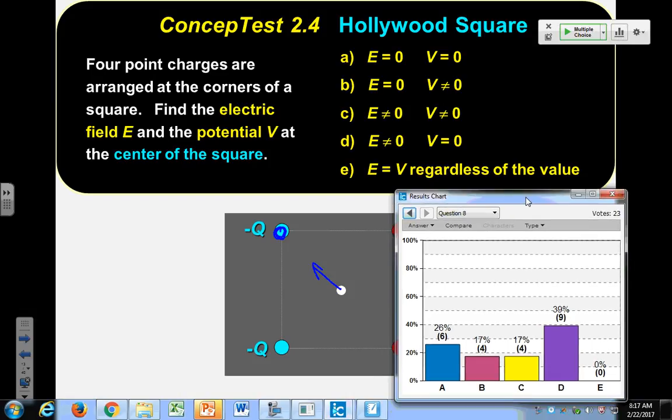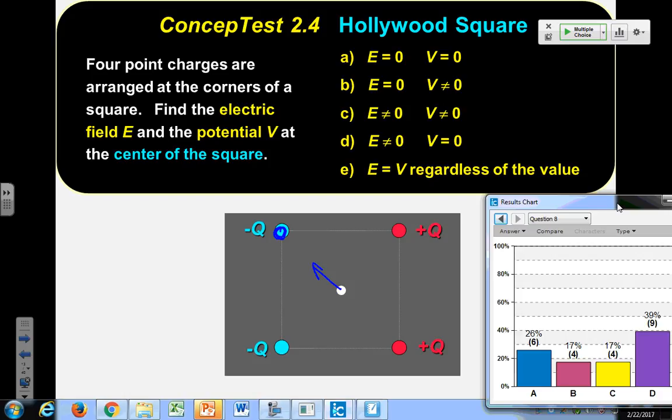Okay, so we're sort of all over the board. So let's see what the electric field is. The electric field due to this charge is in this direction. The electric field due to this charge is in this direction, and due to this charge is in this direction. So the net electric field is in this direction. So I can get rid of C and D. So either the potential is 0 or the potential is not 0. Which is it?